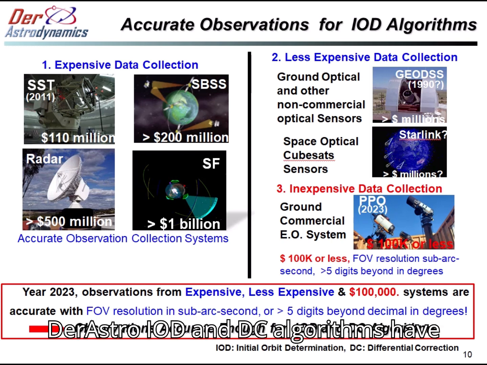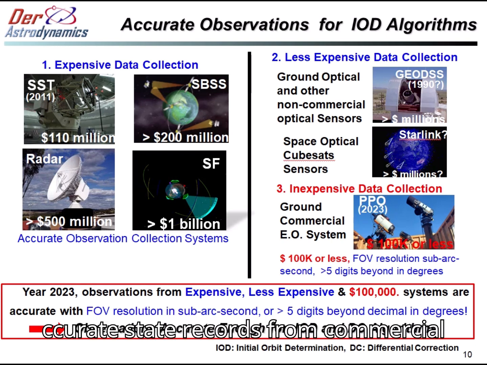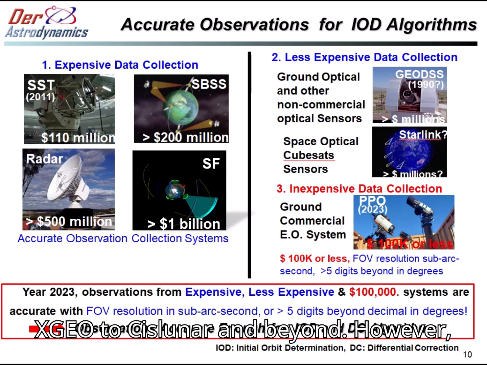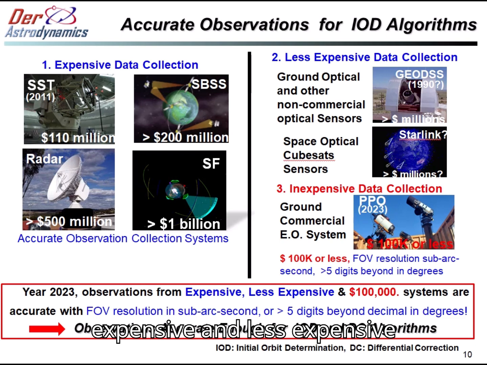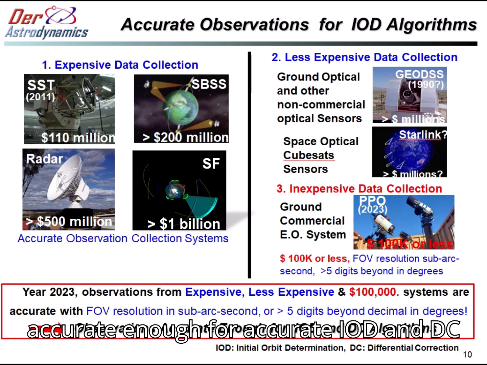Terrestrial IOD and DC algorithms have been able to deduce consistently accurate state vectors from commercial optical systems using real-world observations from LEO to GEO, XGEO to cislunar and beyond. However, expensive and less expensive systems are needed and useful for precision applications. In general, given a reasonable optical observation time span, observations that are greater than 5 digits beyond the decimal in degrees are accurate enough for accurate IOD and DC algorithms.